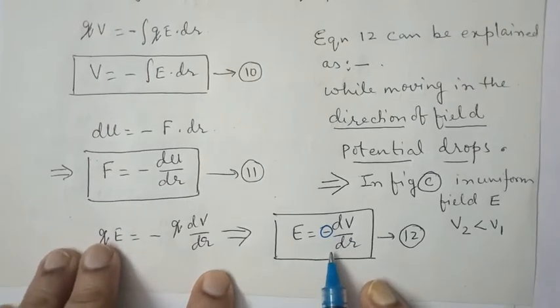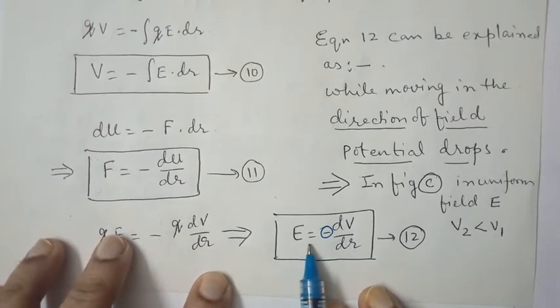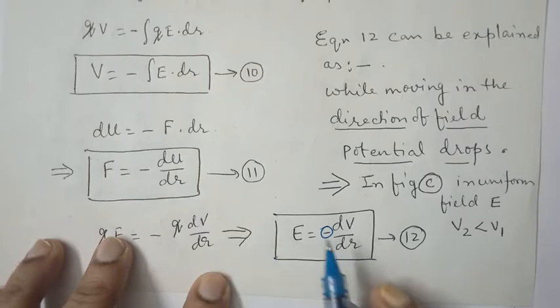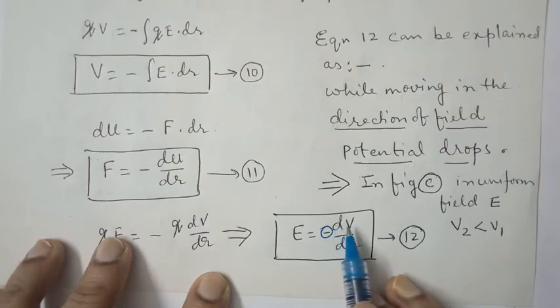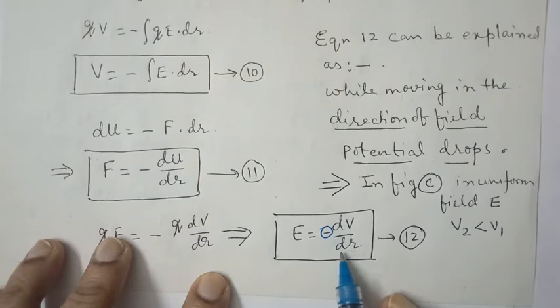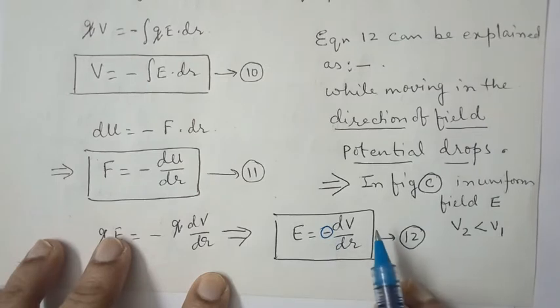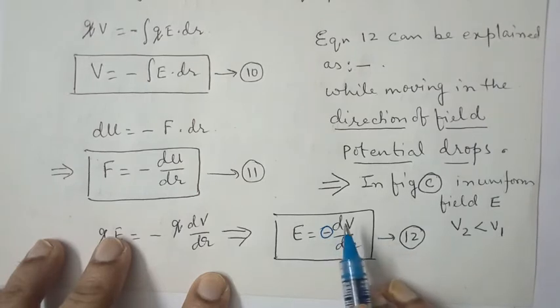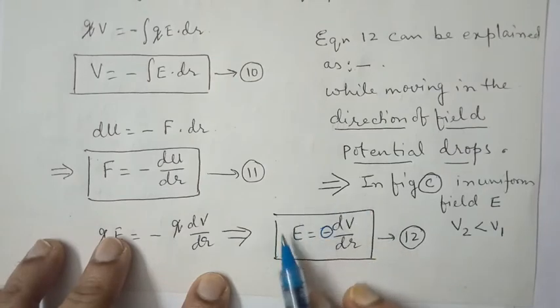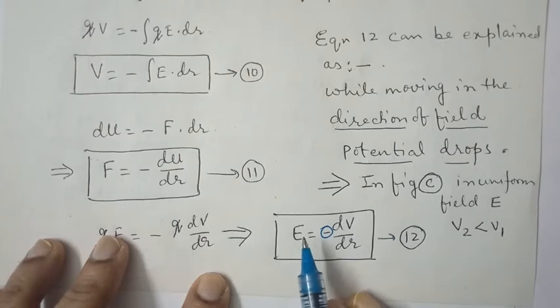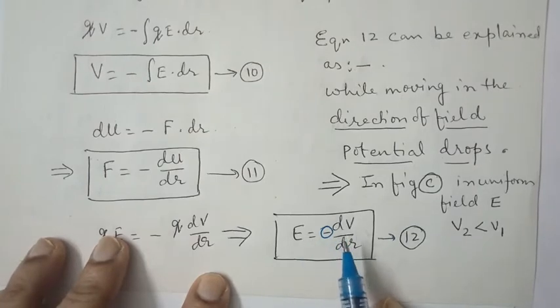This says that the field is a vector quantity, it has a particular direction. That means if you go along the direction of the field, then what is this? dV means change in the potential. What is this dr? Change in the position. When you go along the field, this negative sign says that the later one is smaller. That means the potential drops. So I'll put it in a sentence so that it is simple to understand: when we move along the field, the potential drops.